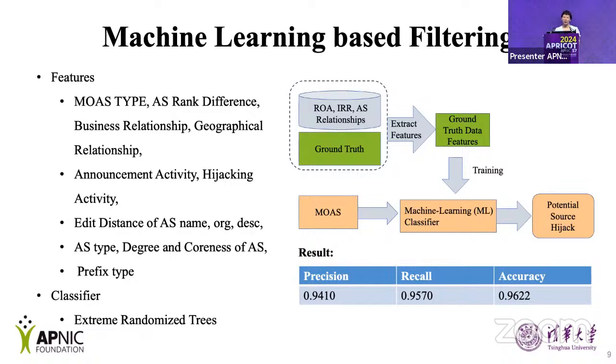For the machine learning-based filtering, the features we used include MOAS type, AS rank difference, business relationship, geographical relationship, and the announcement activity of the AS and the hijacking activity. And also the AS name, edit distance of AS name, organization, and description information are used to train the classifier. So we get the machine learning classifier, and experiments show that it can reach high precision, recall, and accuracy.